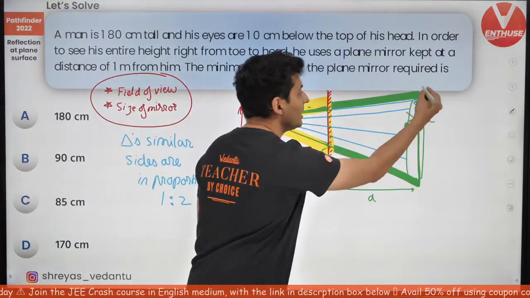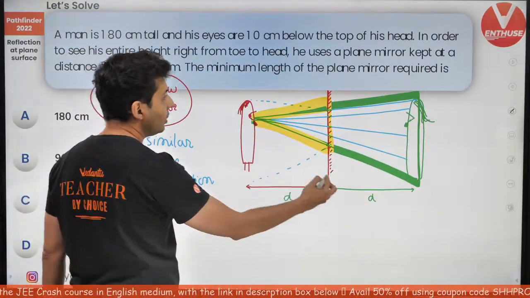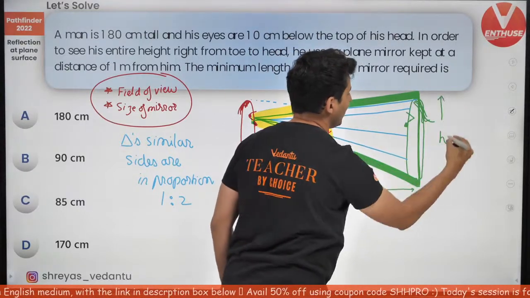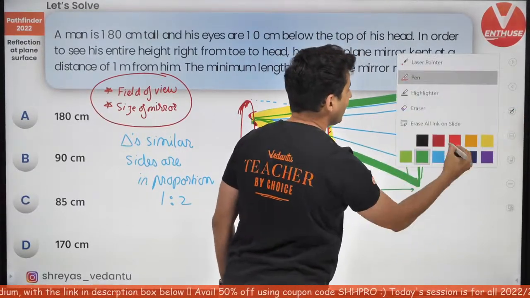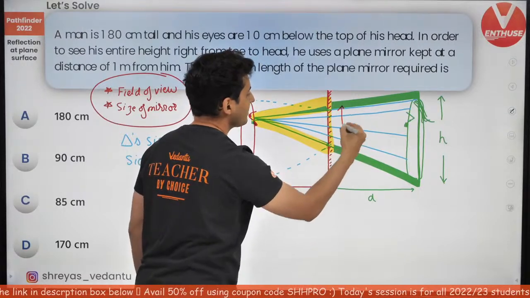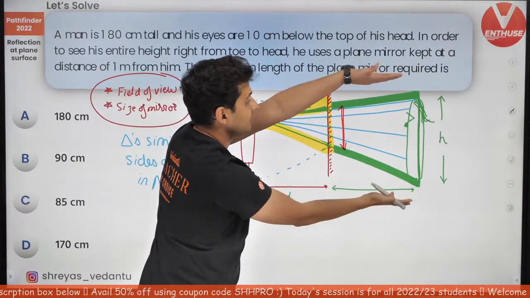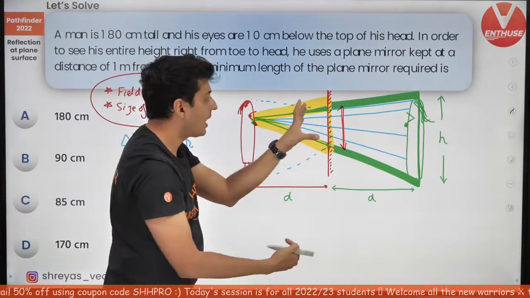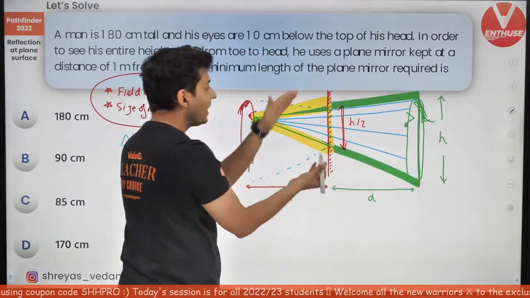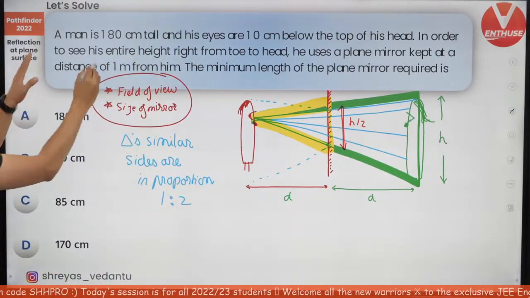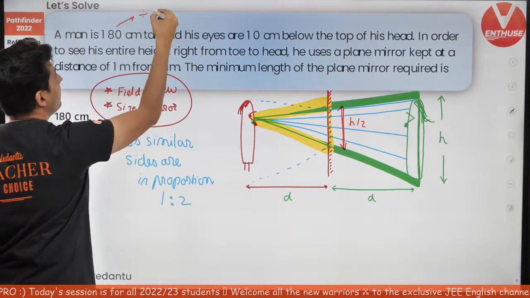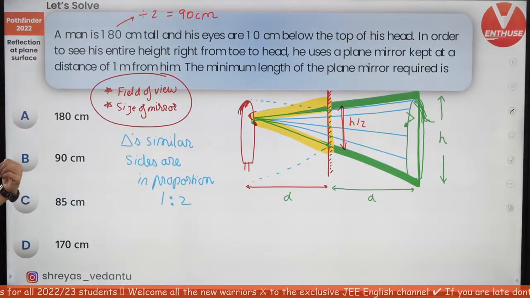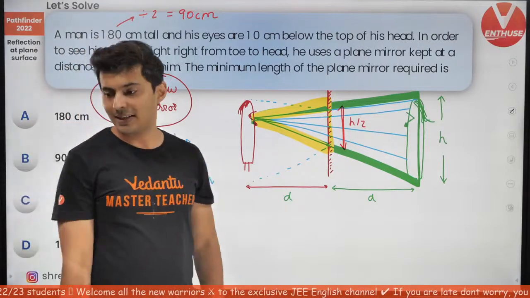That means if this is Pandu's height, h, my dear warriors, then how much should this much be? If this is h, which is the base of the big triangle, this small, chotu triangle will be h by 2. Hence the answer will be h by 2, which is 180 divided by 2, which is 90 centimeters. That's option B. That's how you solve it.